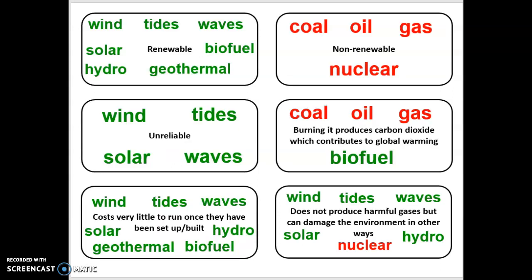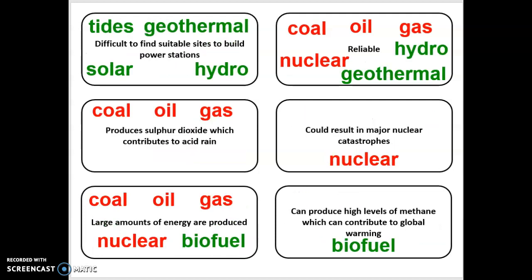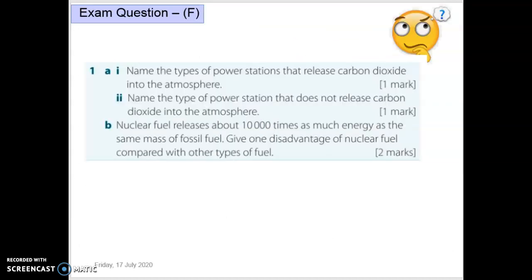Alright, so going back to the first sheet, then I'll pause it here. Do you agree with the things we've got up here? They're colour-coded for the non-renewables in red and the renewables in green. Pause the video and you can mark that one. And here we go, here's some more. Okay, so pause the video if you need to so that you can mark it, and let's move on to a couple of questions. So I've got a foundation and a higher question coming up. Pause the video, have a look at these questions and have a go.